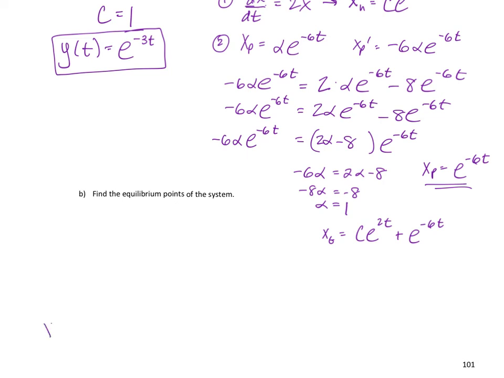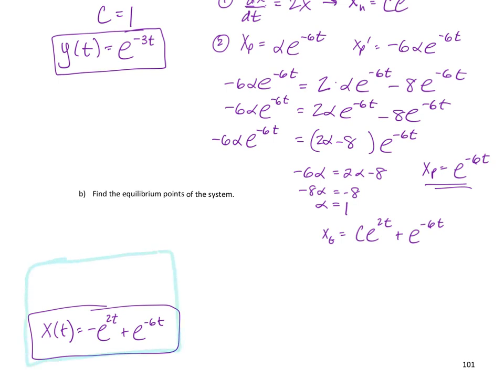So my x of t solution is this function, x general, but replace the c with a negative 1. So it's going to be negative e to the 2t plus e to the negative 6t. So the answer to this problem is both of these functions, x of t and y of t.